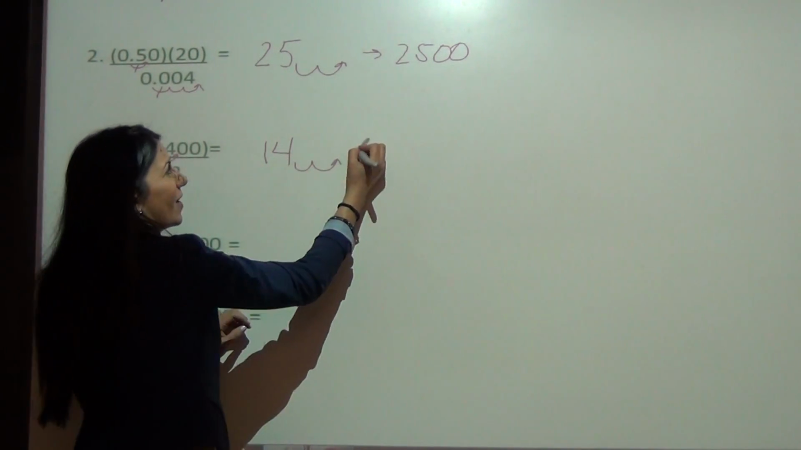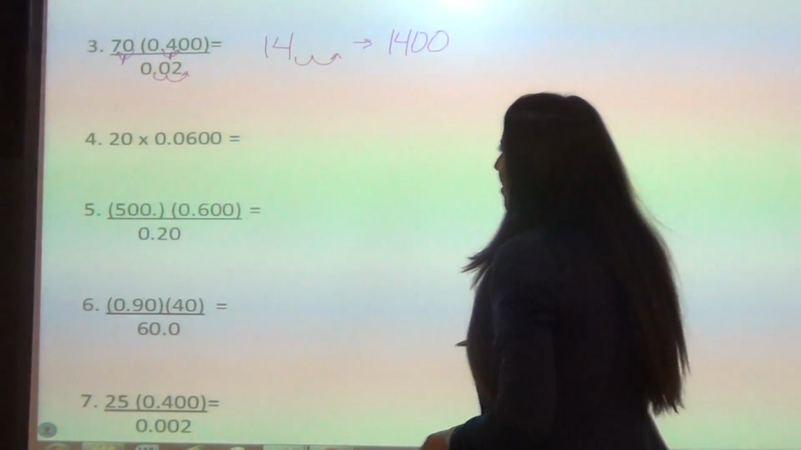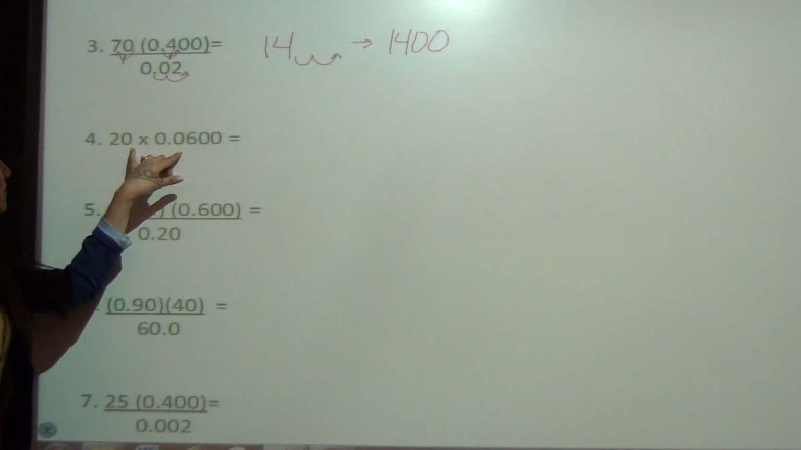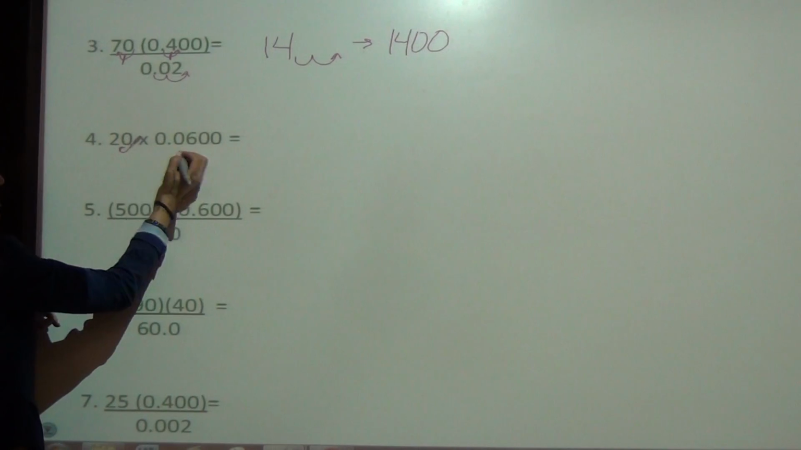So I'm going to go like that. And what's my answer now? 1,400. Perfect. Okay, let's try this one. What's easy? 2 times 6. Keep it as easy as you can. Okay? So I think 2 times 6 is really easy.